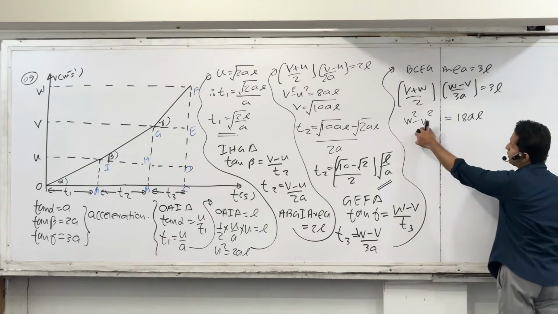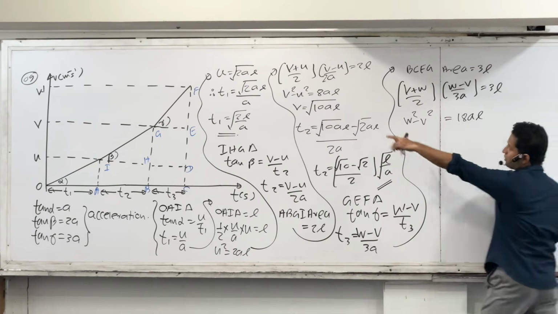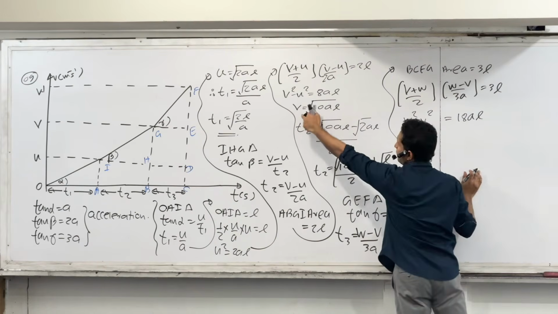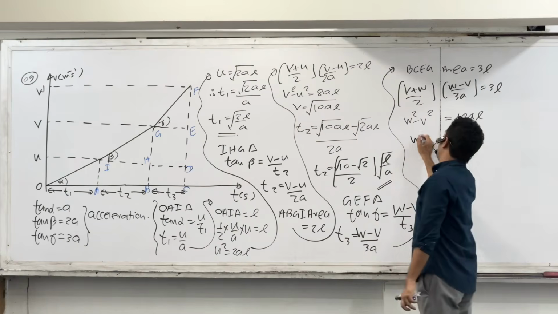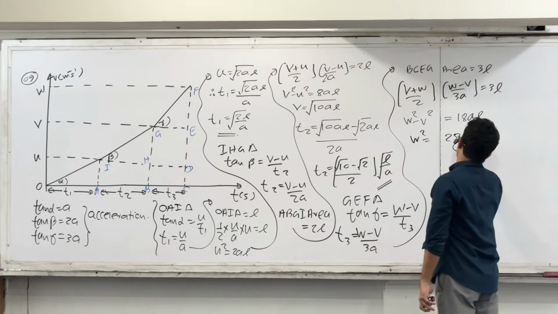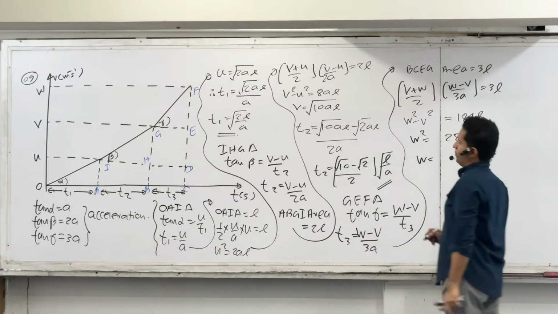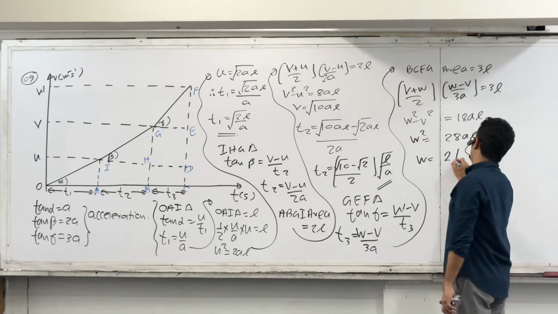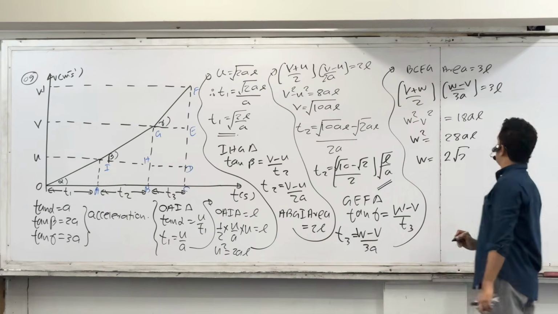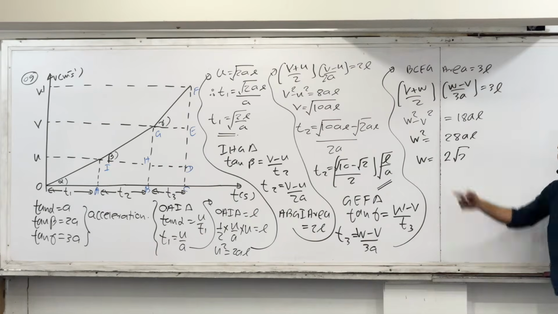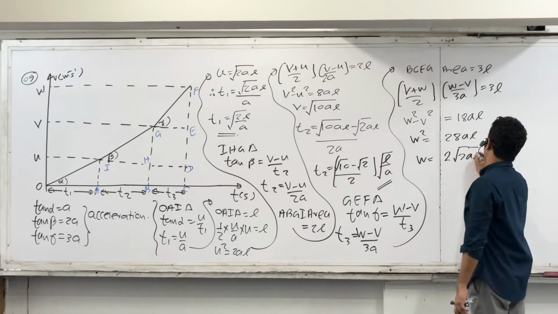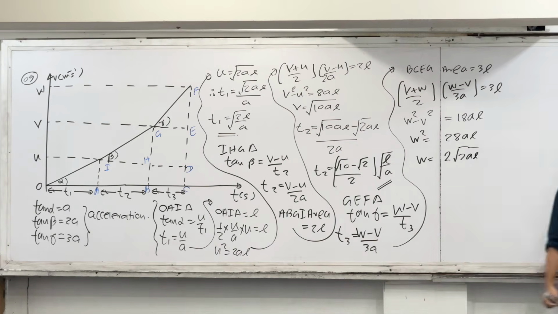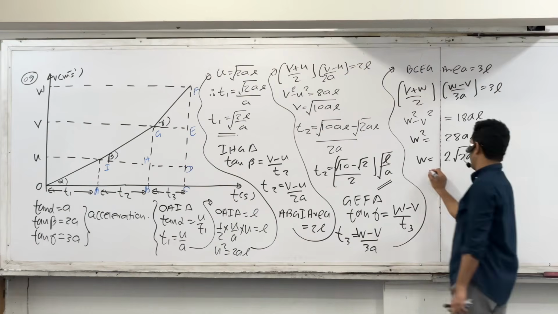Again you know what V squared was. That V squared was 10AL. When you take that 10AL to the other side, W squared equals 28AL. W equals root 28AL. 28 is 7 into 4, so the 2 comes out: W equals 2 root 7AL. That is the final velocity.